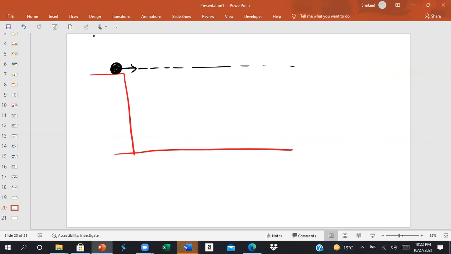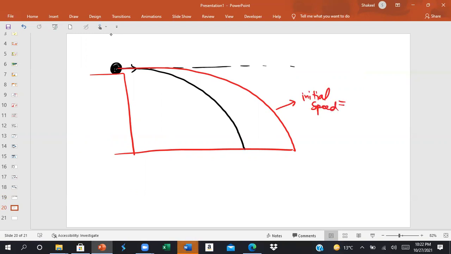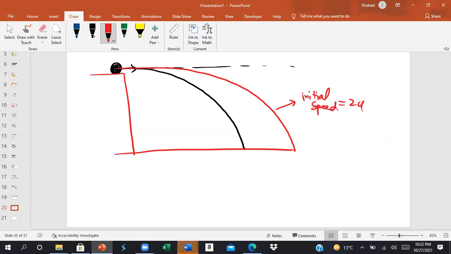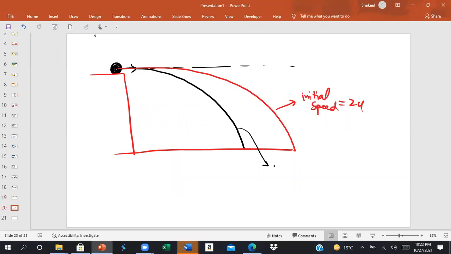But if we consider this case, let's say the projectile is projected from this point horizontally, but of course it is going to come down. And if we throw it with double speed, it will move like this. So this is with initial speed of 2u, and the first one is with initial speed of u.